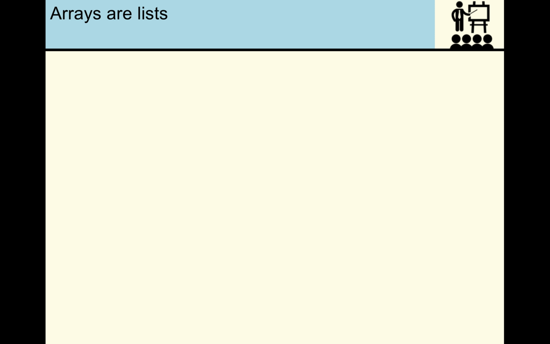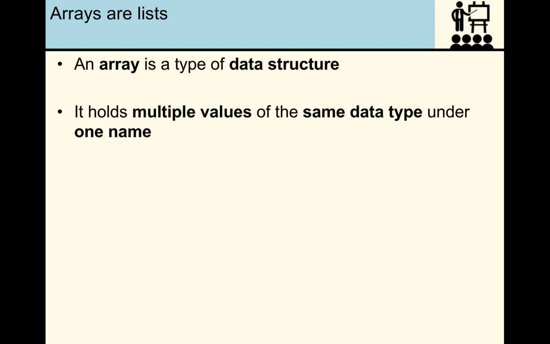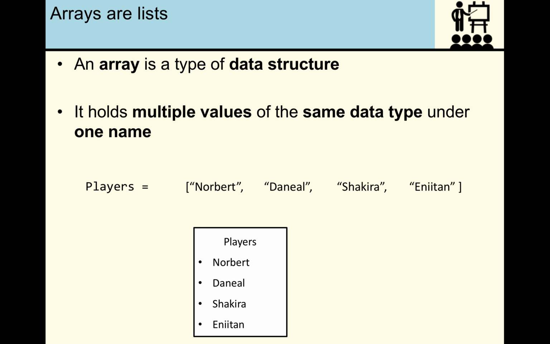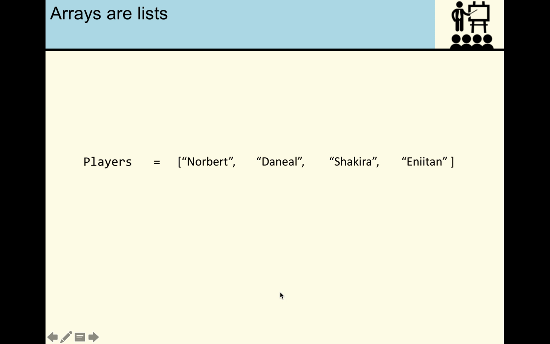So just to give you a quick recap on what arrays are, and there's more detail in my previous video, an array is a type of data structure and it holds multiple values of the same data type under one name. So here's just an example of an array of players, and we've got Norbert, Daniil, Shakira, and Enitan. Those are four values that are all of the same data type and they're held under one name. An array is essentially just a list.